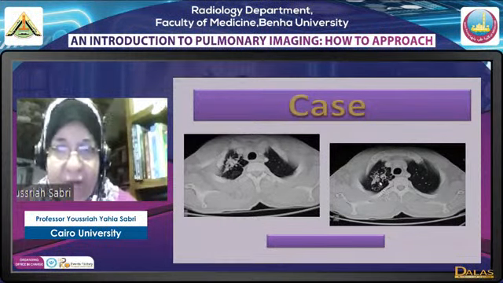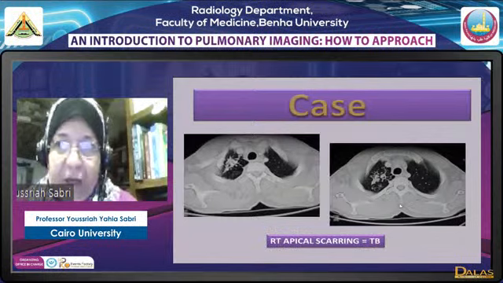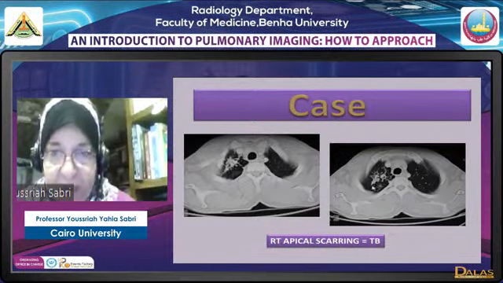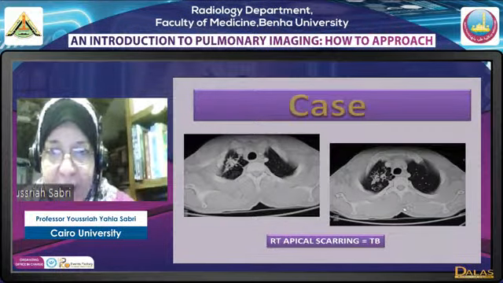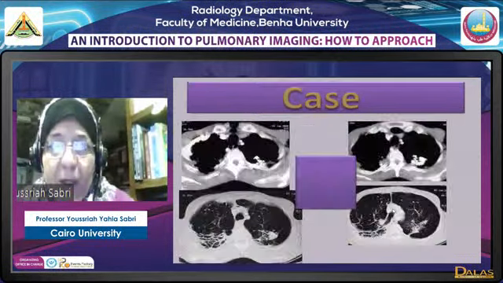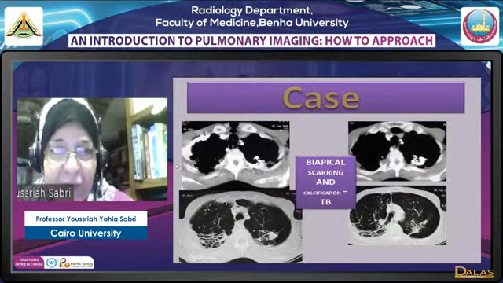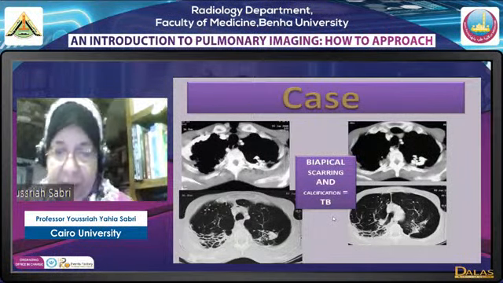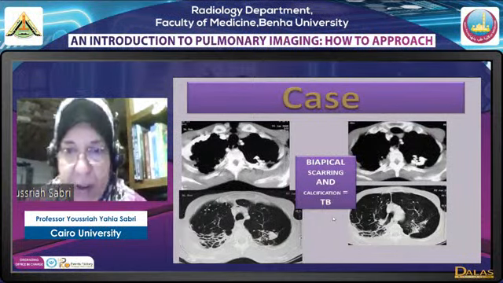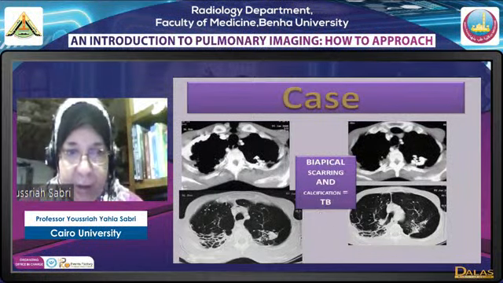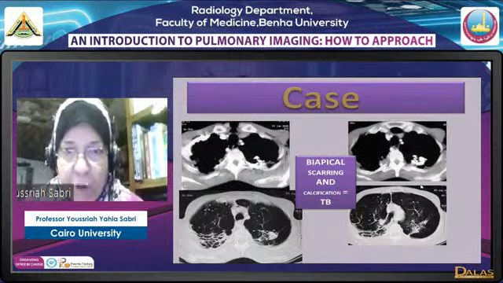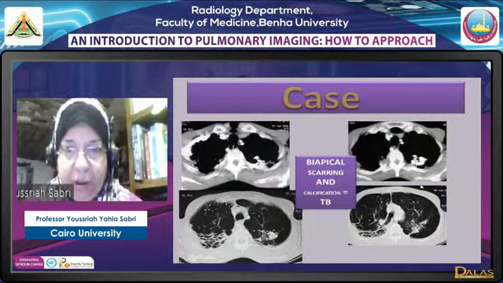This site of fibrosis will suggest, in our country and most of our neighboring countries, that we are dealing with healed tuberculosis with apical scarring due to old healed granuloma. Now here we have again bilateral upper lobar, apical and posterior scarring and calcification. Again, we will consider this a case of healed tuberculosis, with healed fibrosis and calcification, bilateral upper lobar fibrosis.